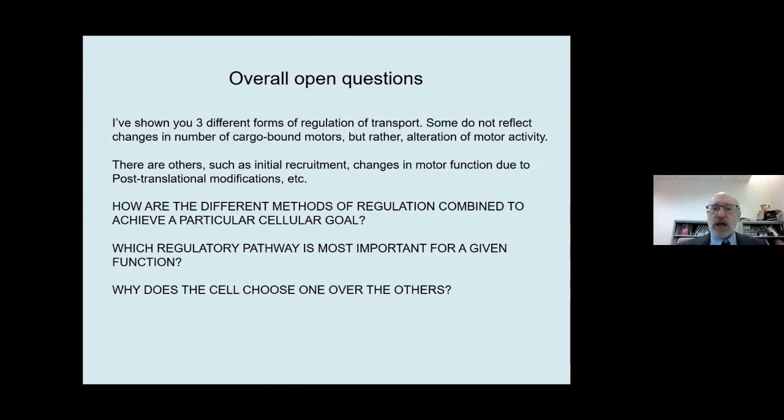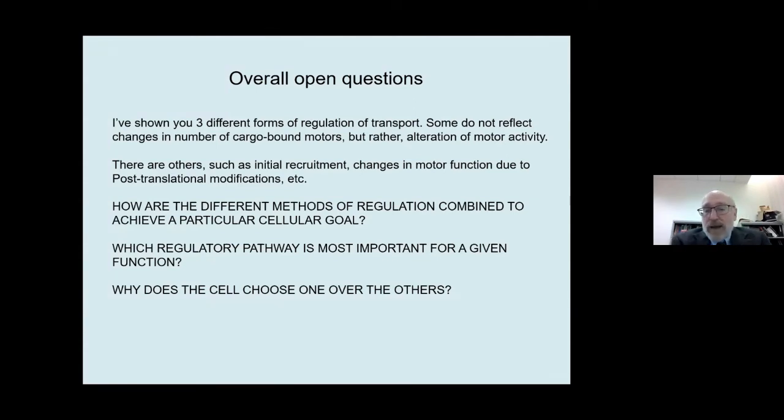is this sort of general open question for the field. I've shown you 3 different forms of regulation. Some reflect regulation of motor activity. There could also, in some cases, be regulation of the number of cargo-bound motors. There are also other ways of regulating motor activity, like post-translational modifications, which we've been studying and have published some other papers on. And one of the things that, as a field, we don't really know is how you combine these different methods of regulation to achieve a particular cellular goal.